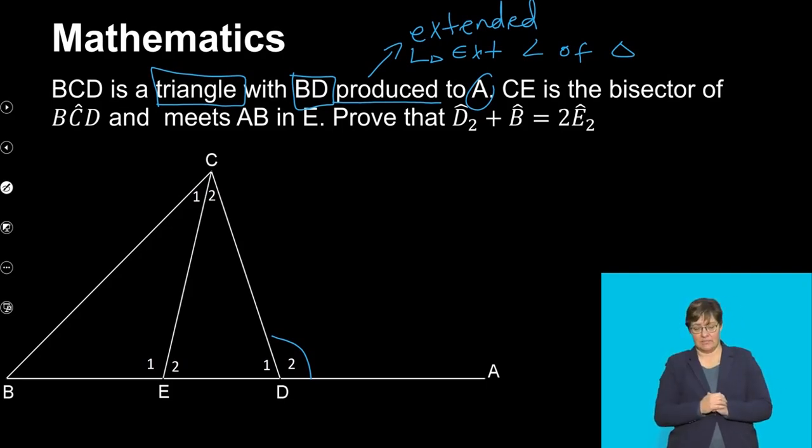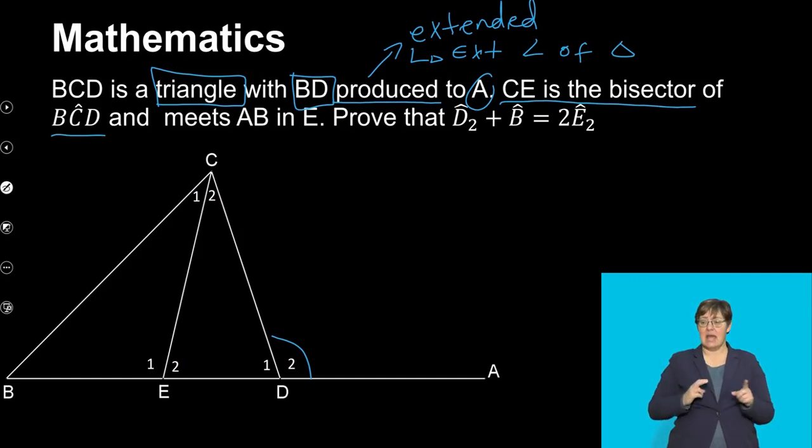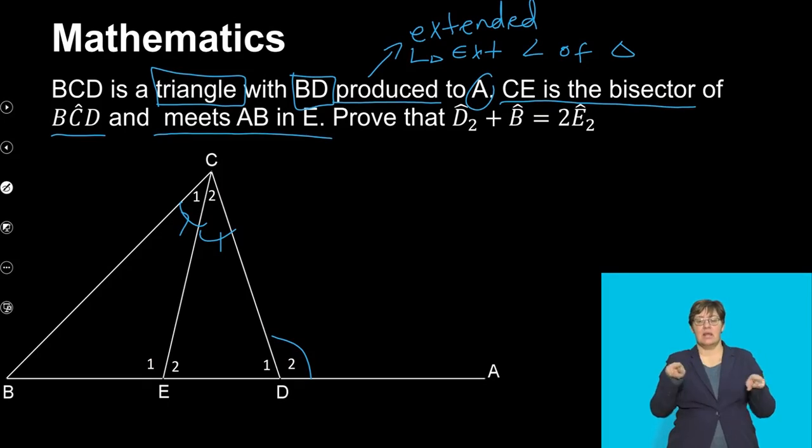Because it will be the interior angle. Now, CE is a bisector of angle BCD, which means that this angle and that angle are equal to each other, right? I'm going to show you a proper diagram in the next slide. Then this also meets AB in E. That simply tells us that it is a straight line that is intersecting another line.